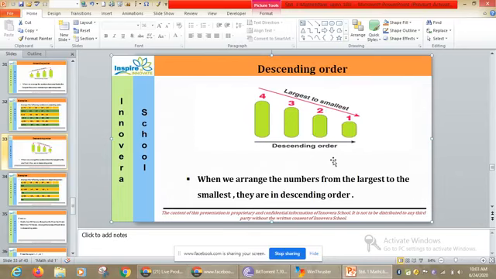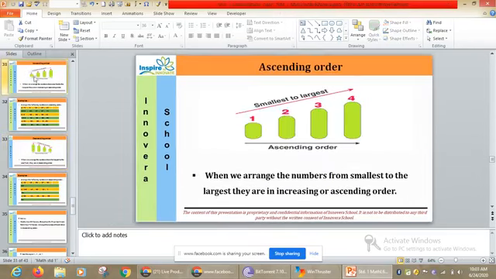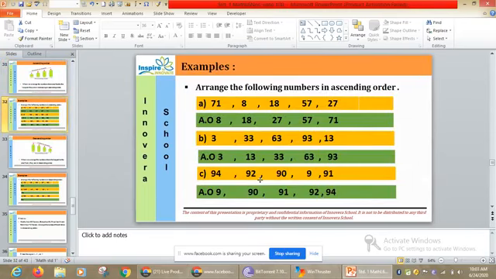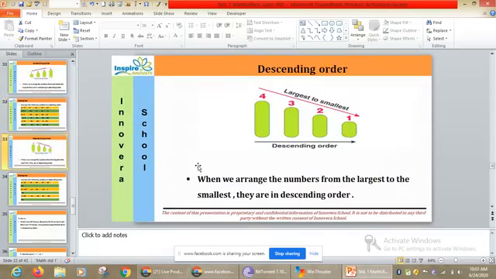Yesterday we have seen what is an ascending order. What is an ascending order? Ascending order means the numbers which we arrange from small to big. It is called as an ascending order. We have done some examples also of ascending order yesterday. So today we will see what is descending order. Ascending order is also called as increasing order.